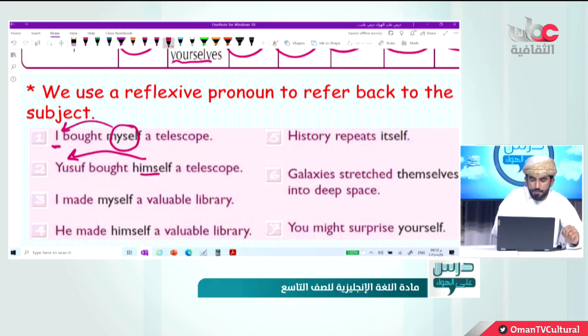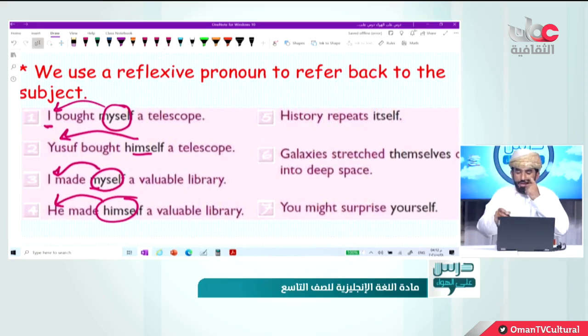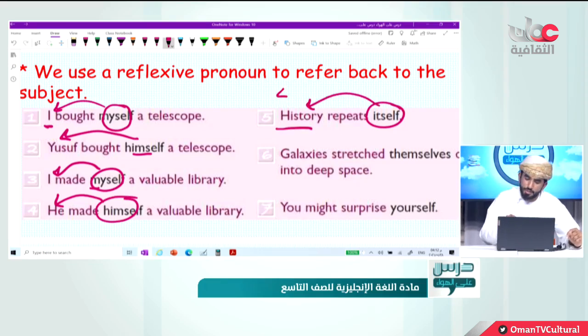What about number 3? I made myself a valuable library. Myself refers to what? To I. Again. Thank you. What about number 4? Himself refers to who? To he. Exactly. Number 5. Group A. History repeats itself. Itself refers to what? To repeats or to history? Excellent. To the subject. History. Very good.